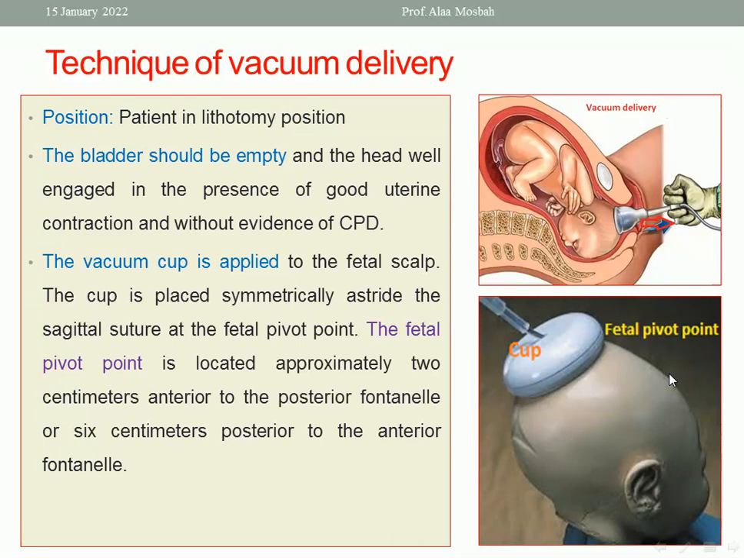If you apply it by mistake to the anterior fontanelle, it will cause intracranial hemorrhage and injury to the brain. So please remember, we will put it astride on the sagittal suture at the fetal pivot point, which is 6 centimeters posterior to the anterior fontanelle or 2 centimeters anterior to the occiput. Okay?